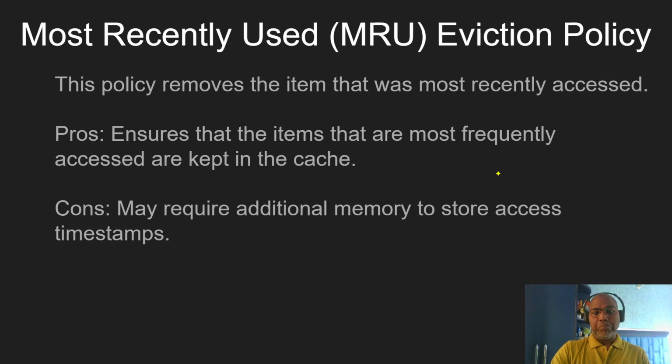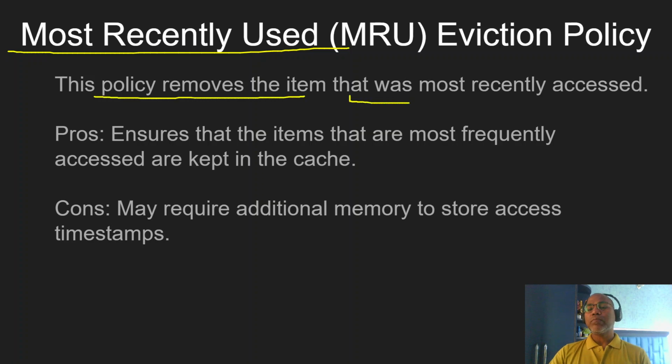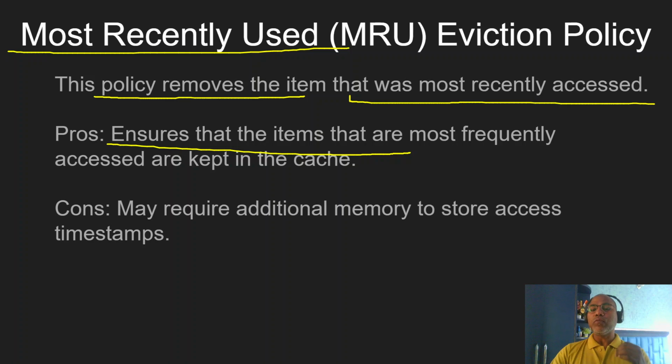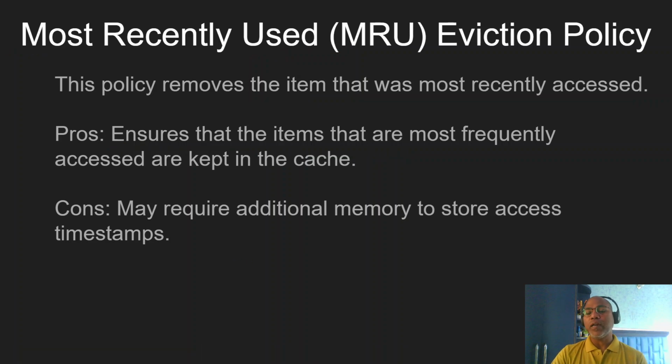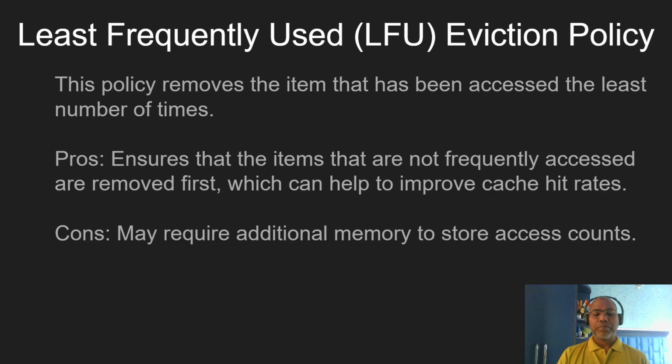Similarly, you can say maybe the most recently used algorithm. Here, this policy removes the item that was most recently accessed. That means it ensures the item that has been most frequently accessed is kept in the cache. Okay, so this is also kind of good, and requires some additional memory storage to manage this most recently used eviction policy.